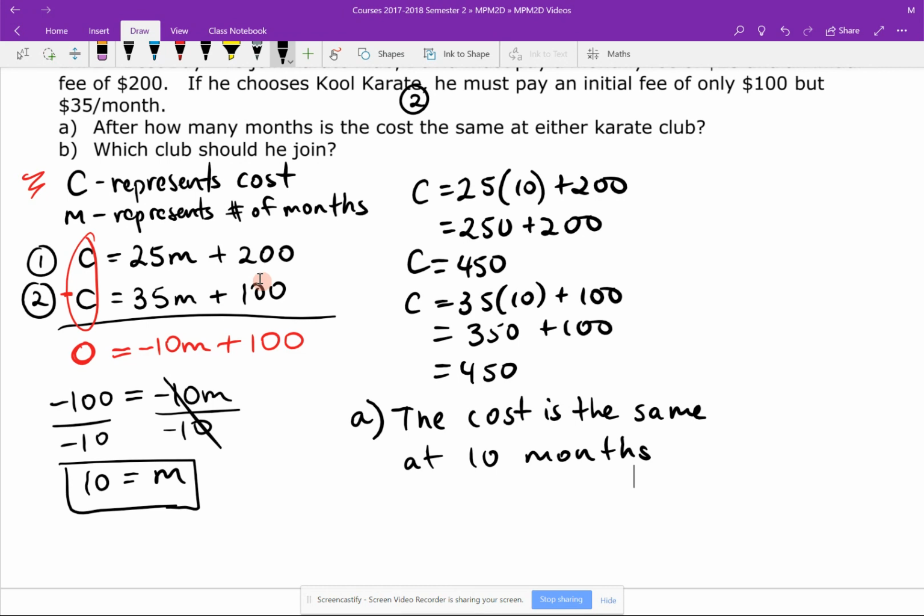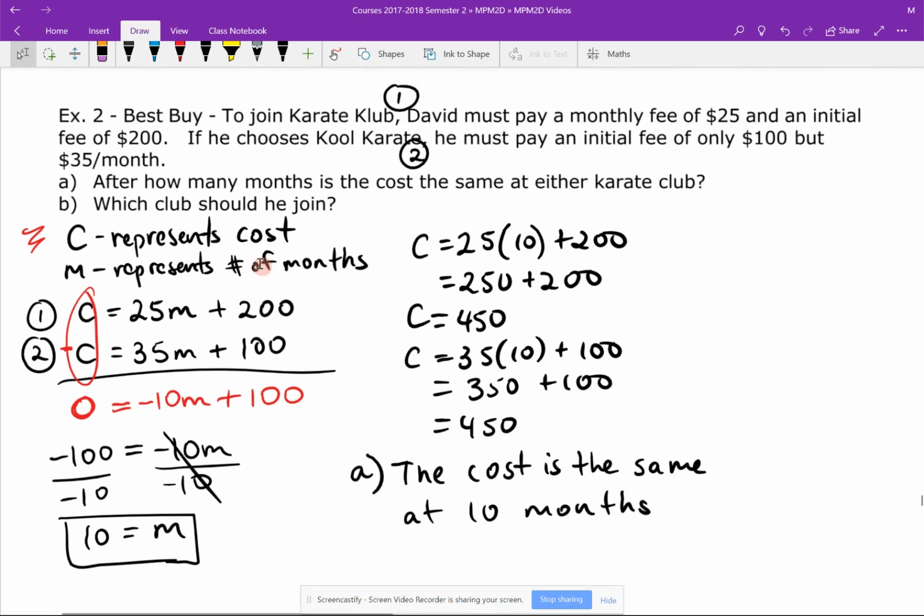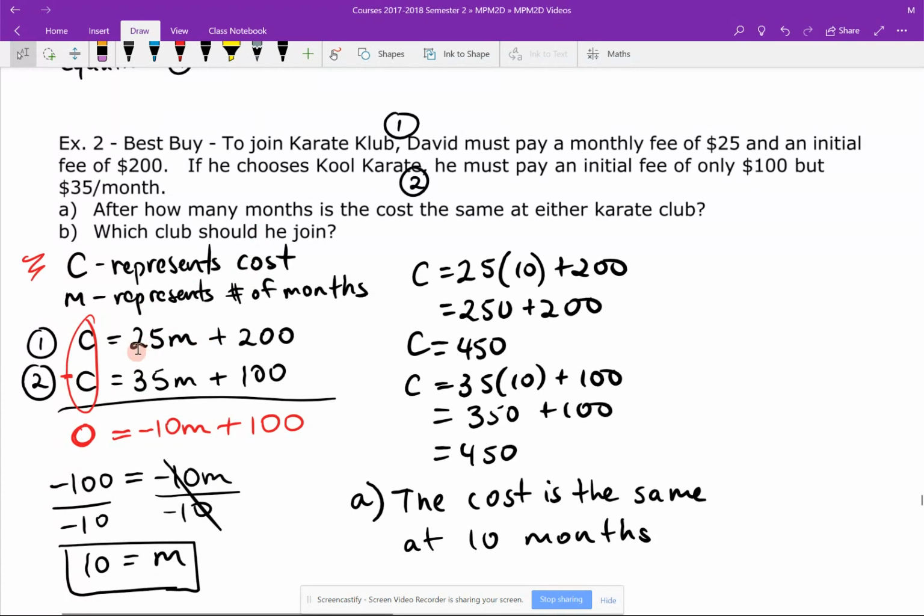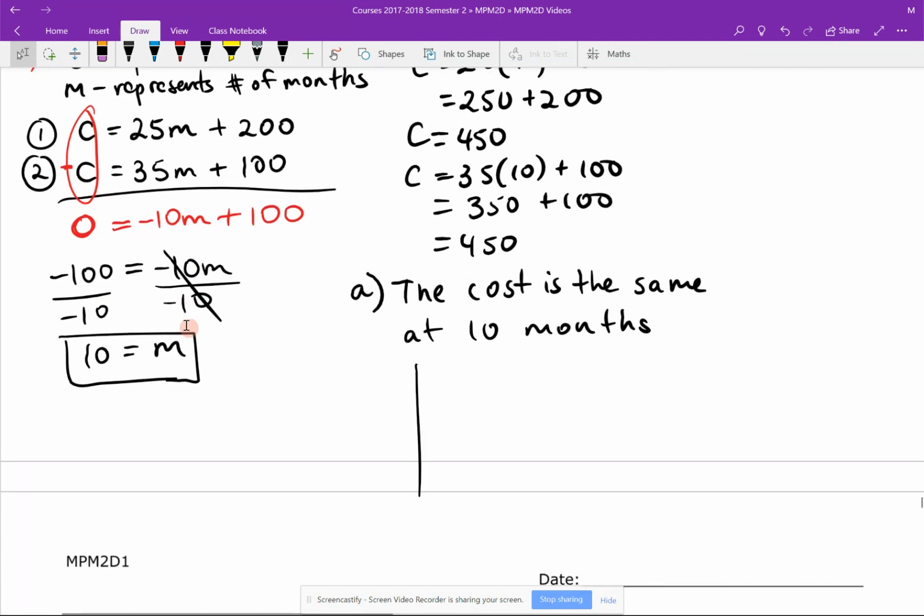If he wants to be a member for more than 10 months, well, he should choose the Karate Club. Well, why? Because the Karate Club has a smaller monthly fee, right? So if you imagine, even sketch a scenario of this, a graph of this. Karate Club starts at $200, but its slope is not as steep. Okay, its slope is only 25 a month. But if you look at the other club, what's the name of the other club again? This is Cool Karate. They start at $100, but their monthly fee is a little bit more expensive. So over a long period of time, it'll be more expensive. So here's where they meet. That's my 10 months. So this is 10 months.